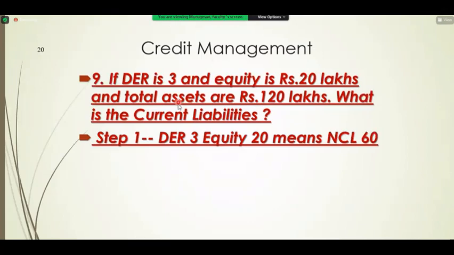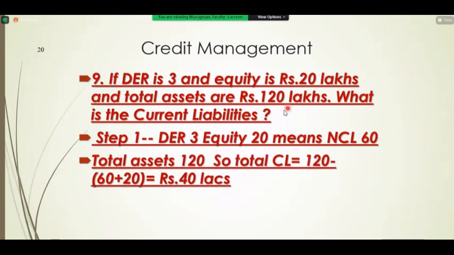Step number 1. Here I am explaining, don't worry. Step number one, debt equity ratio 3. That means equity 20, NCL will be, NCL means non-current liability, term liabilities will be 60. Agreed? Now, total assets 120 means total liabilities also 120. Here the current liability will be, what is remaining? Debt, NCL got, E, net worth got. Now which is missing? Only current liability. So 120 minus 60 minus 20, that becomes 40, the current liability. 40 is the current liability.